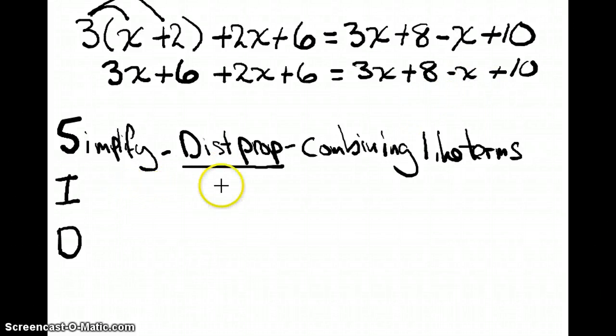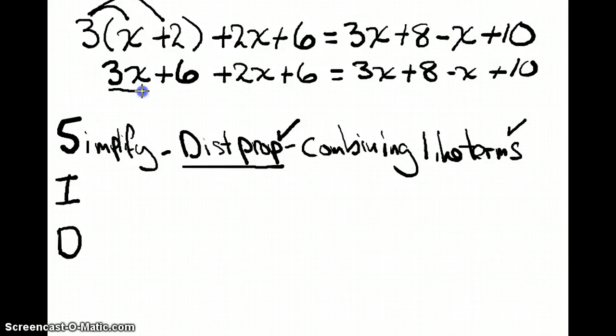Simplify, I'm telling you that we need to do 2 steps. We need to check that we've done the distributive property. Have we gotten rid of all the parentheses? Well, the answer is yes. The next step with simplifying is we combine like terms.